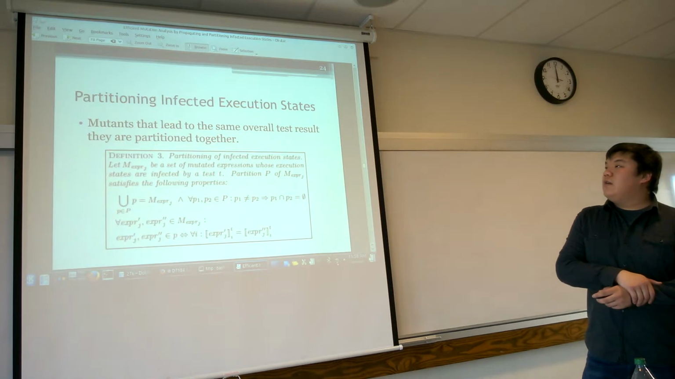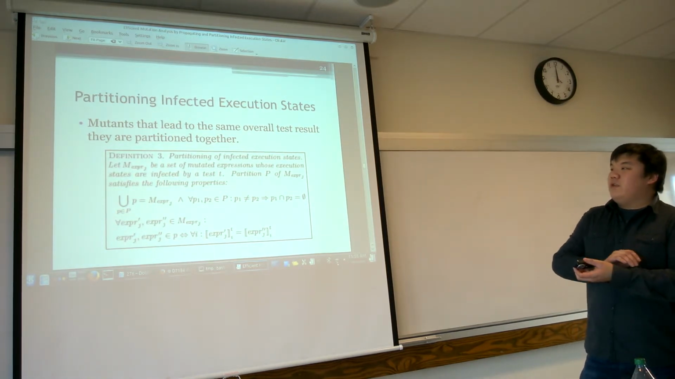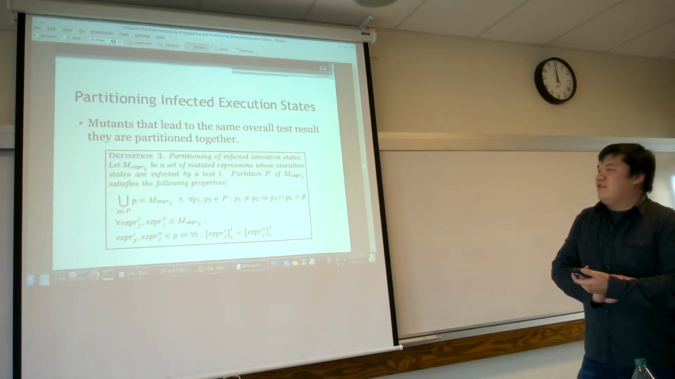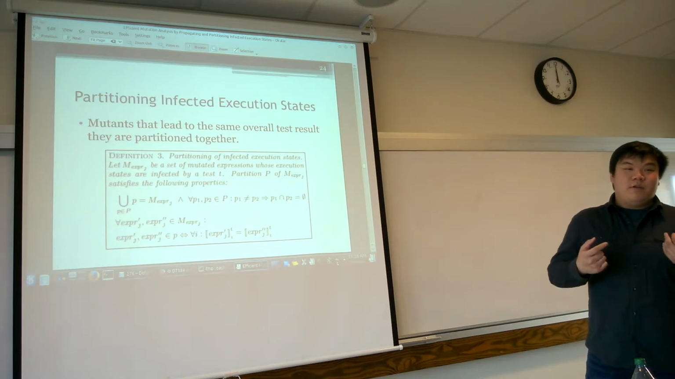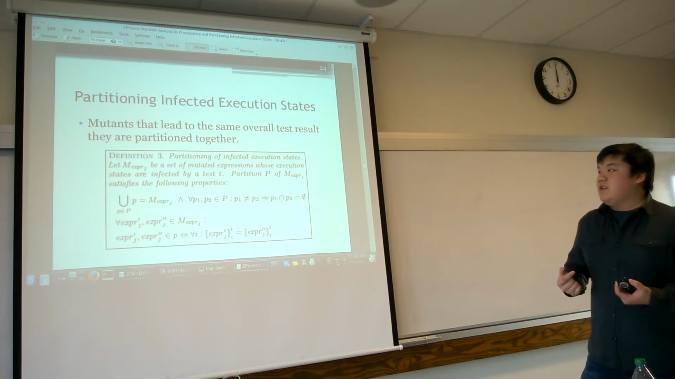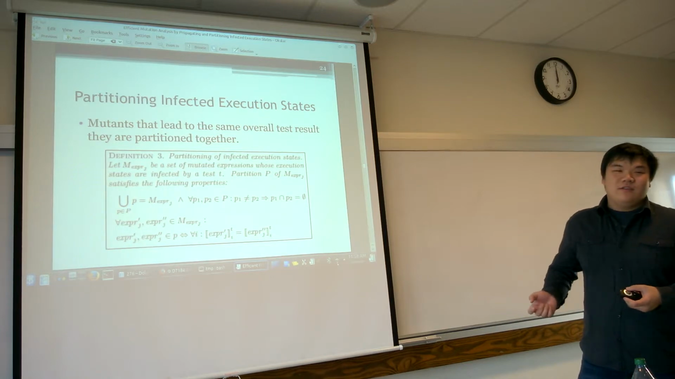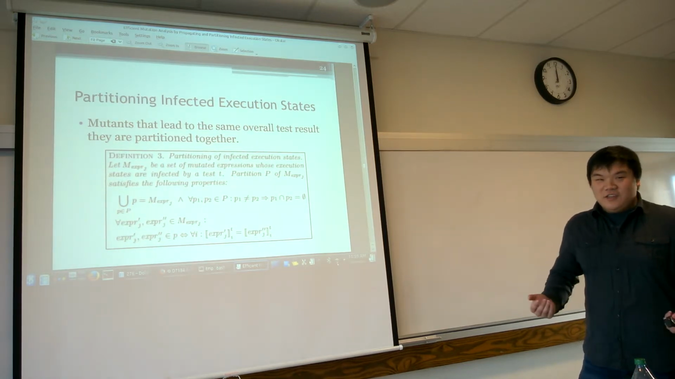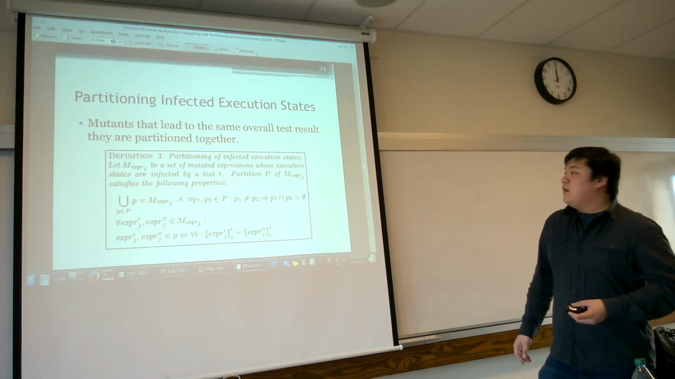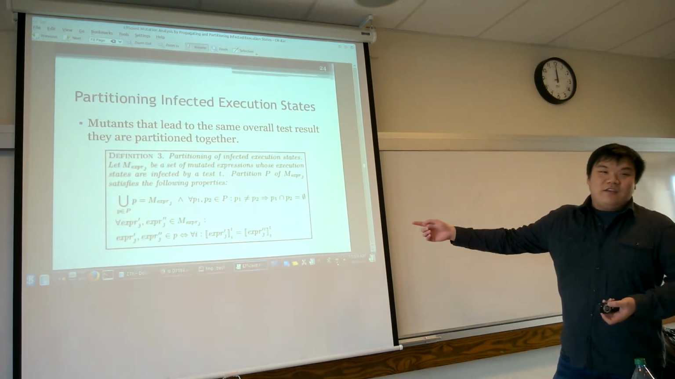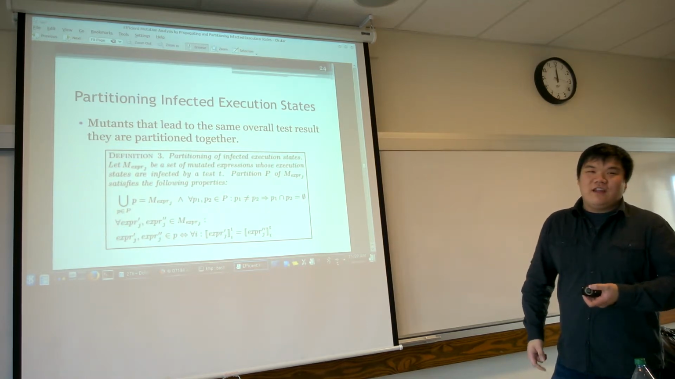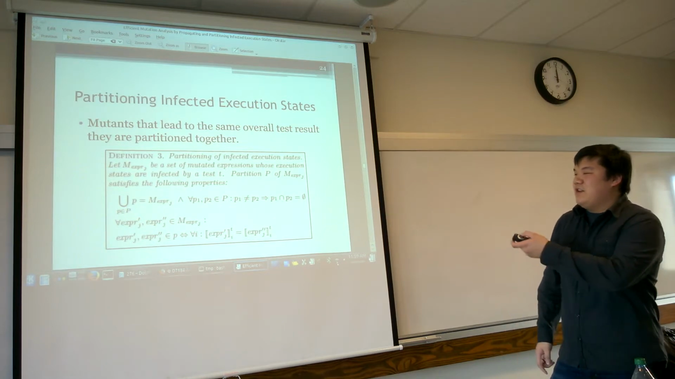So moving on, partitioning infected execution states. For this part, it just says that mutants that lead to the same test result, not overall, I guess, are partitioned together. We'll go more into it a bit later too, in how they actually implement it. Actually a little confusing. So that's just a formal definition again, talking about how it partitions if they have the same mutant result.